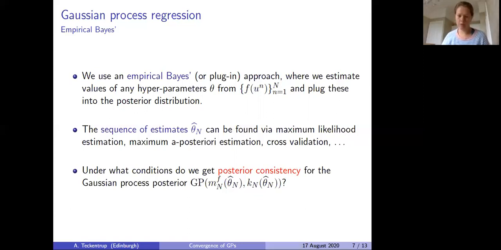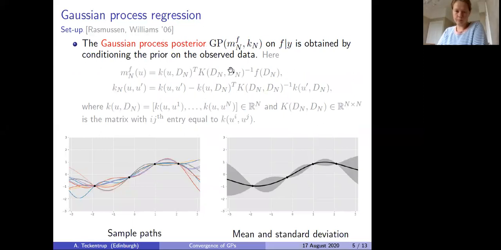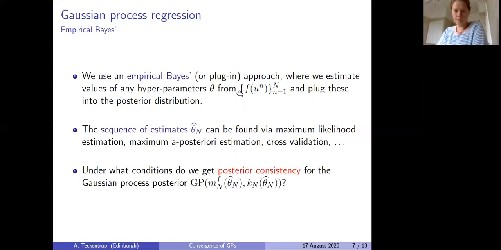And then that gives you your posterior on f. So in this posterior here, you then just plug in your estimates for the hyperparameters. How you find these hyperparameters is not really important for the analysis that I'm showing you. That is a difficult question on its own, how to do this. You can do maximum likelihood, maximum posterior estimation, cross-validation, whatever you like. As I said, our results are not dependent on how you estimate these parameters.